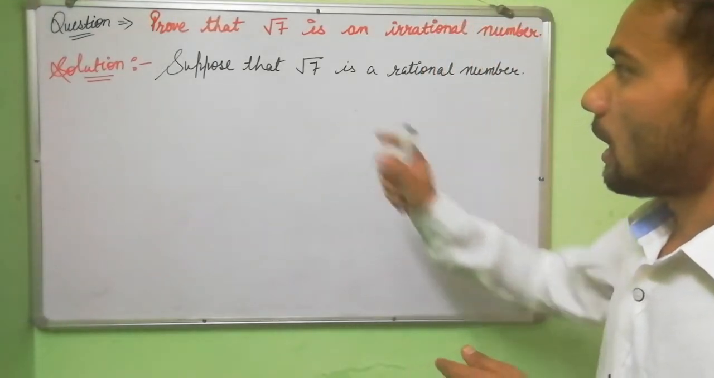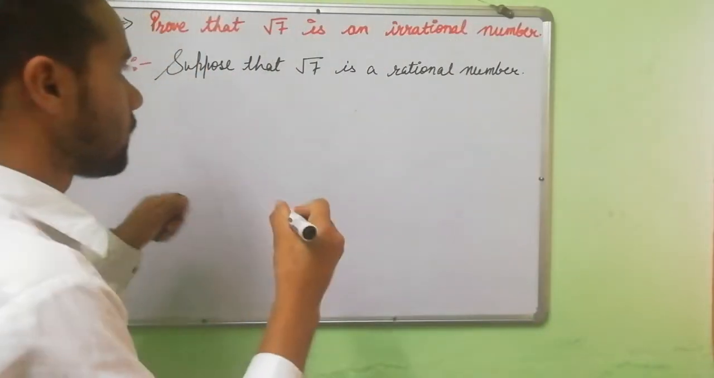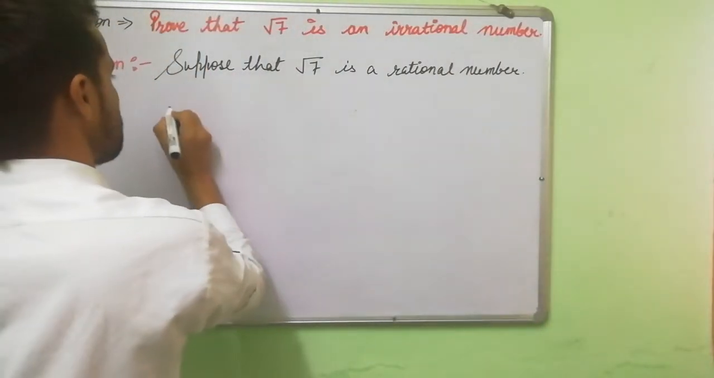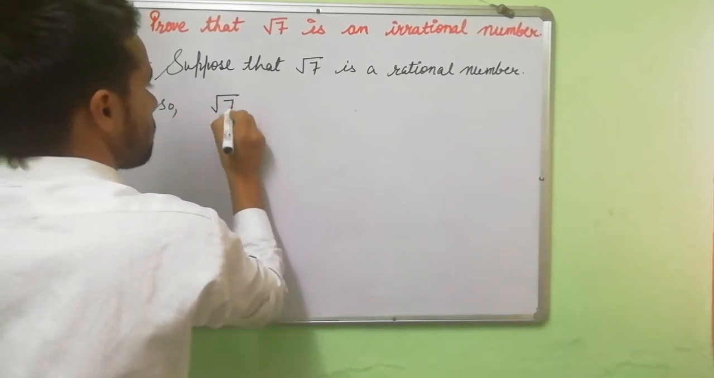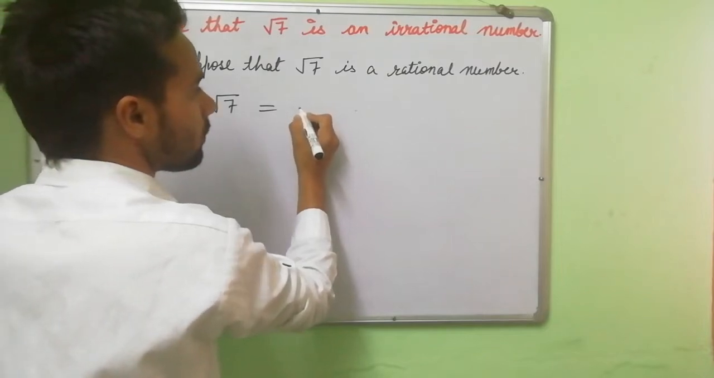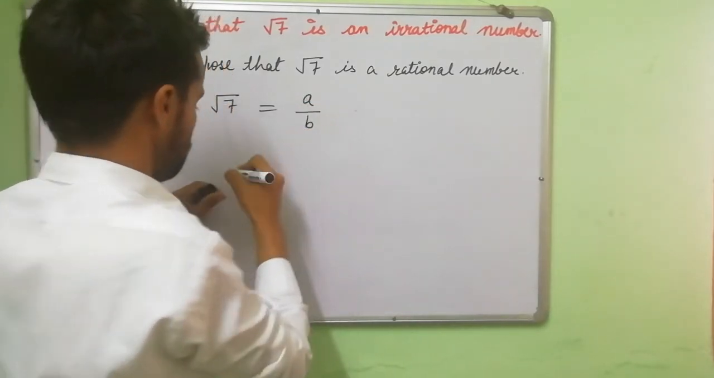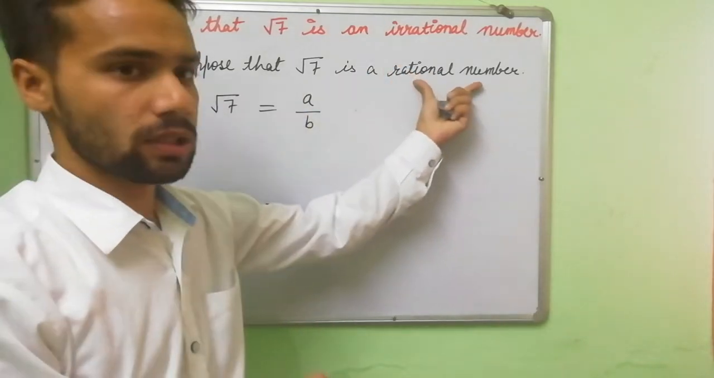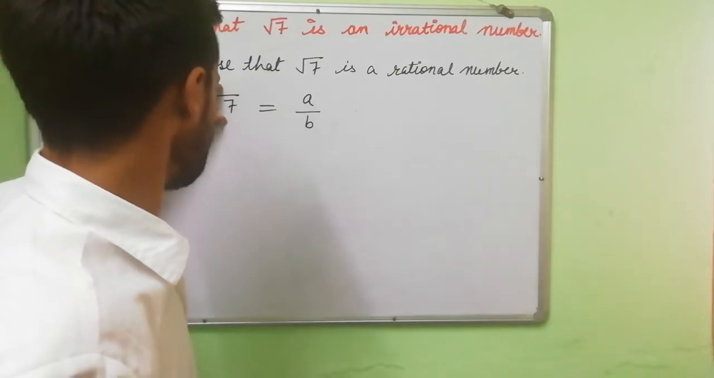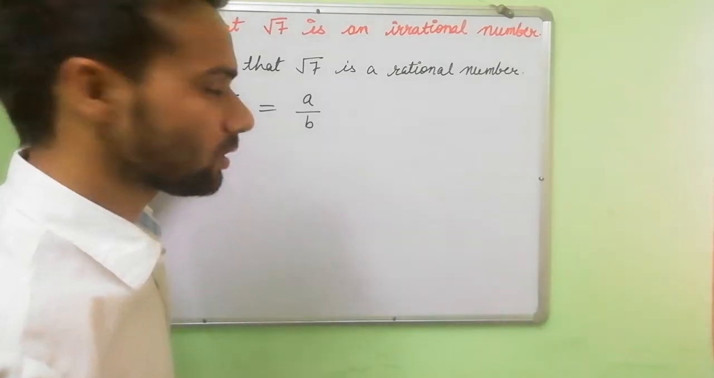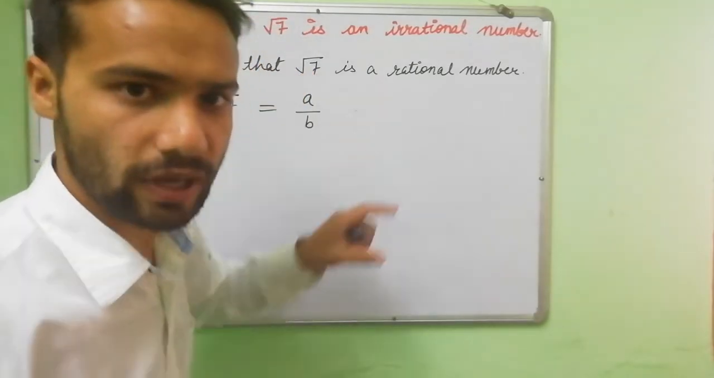Now after writing this, what I want to write here is: I put this number equal to a rational number. For example, I take a upon b, because a rational number is that number which we can write in fractional form. So I take this number as a rational number, so I put this number equal to a rational number, meaning equal to a fraction.